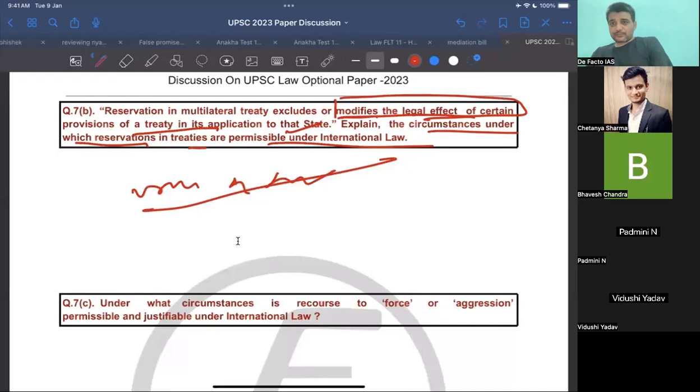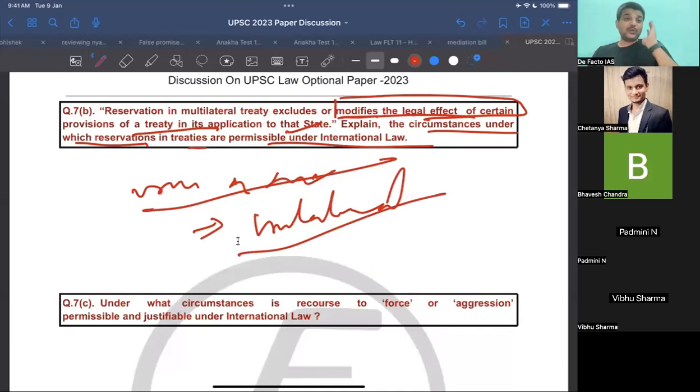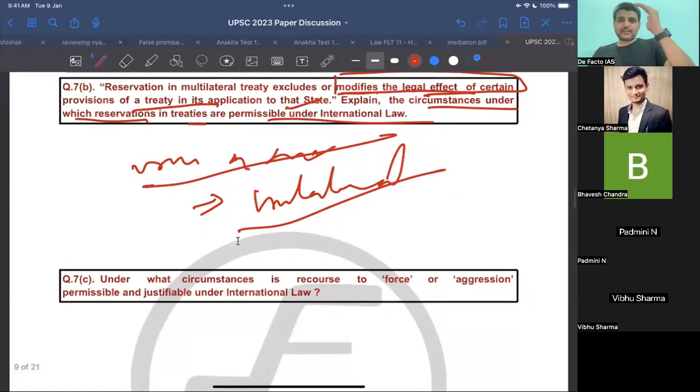Now, let us see how to approach this question, right? So we will start with the meaning of reservation, the definition. Reservation is defined as a unilateral statement. This part is very important, right? VCLT defines reservation as a unilateral statement, which means it is given by a state unilaterally. Okay, and then you will go on and talk about different clauses of VCLT, right?